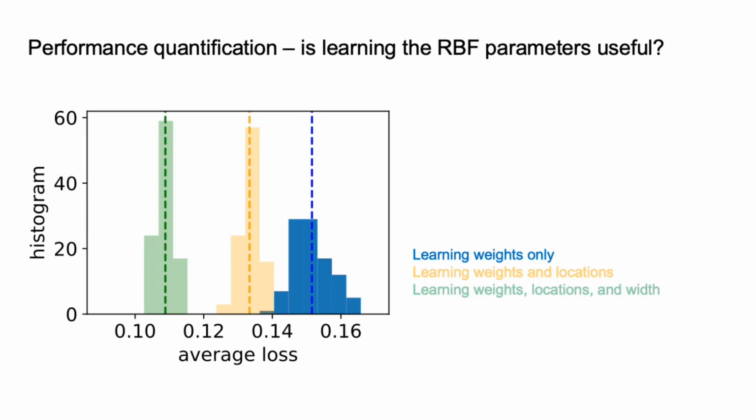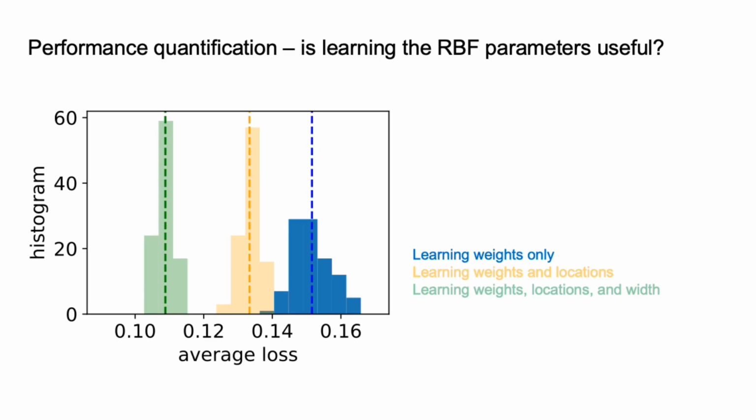To find the optimal input, we use 3 different learning paradigms. First, we use the fixed kernel space, and we only learn the weights of the RBFs. Second, we fix the widths, and we learn the weights and the locations at the same time. And finally, we learn the weights, locations, and the widths of the RBFs at the same time. In order to quantify the performance of each learning rule, we plotted the histogram of the average cost function for each of these learning paradigms.